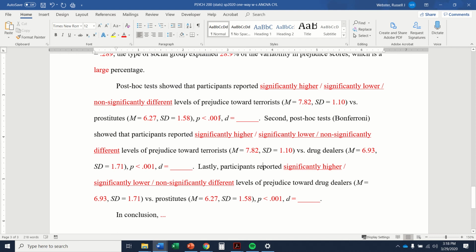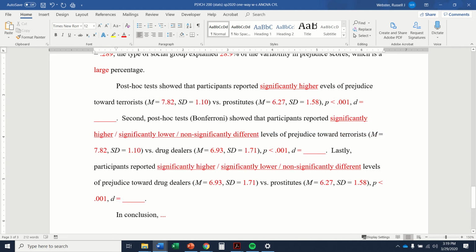Right, so there is a significant mean difference in prejudice towards terrorists and prostitutes. We can see that the mean score for terrorists is numerically bigger than the mean for prostitutes. So 7.82 minus 6.27, that's a positive difference. And so we can say that participants reported significantly higher levels of prejudice towards terrorists versus prostitutes. And so we'll calculate the d's for all the mean differences here after we handle the p-values, because just because you have a significant difference does not mean that difference is important or meaningful, right? We have to calculate our d-values.